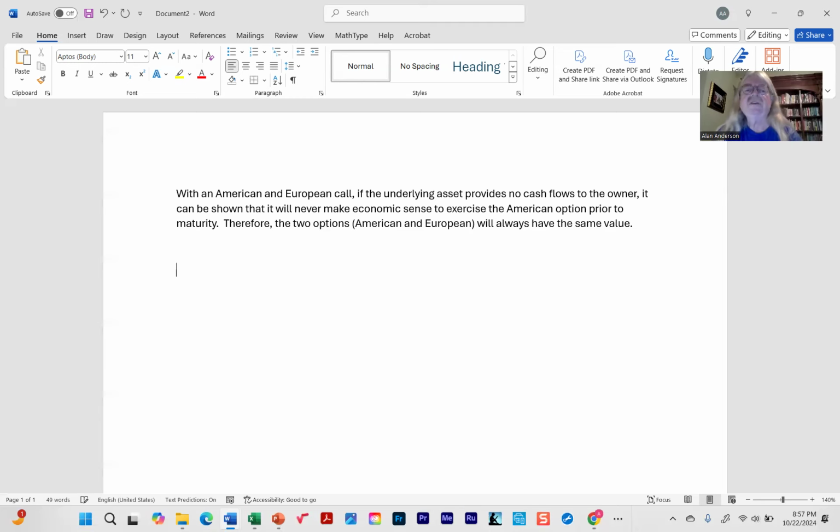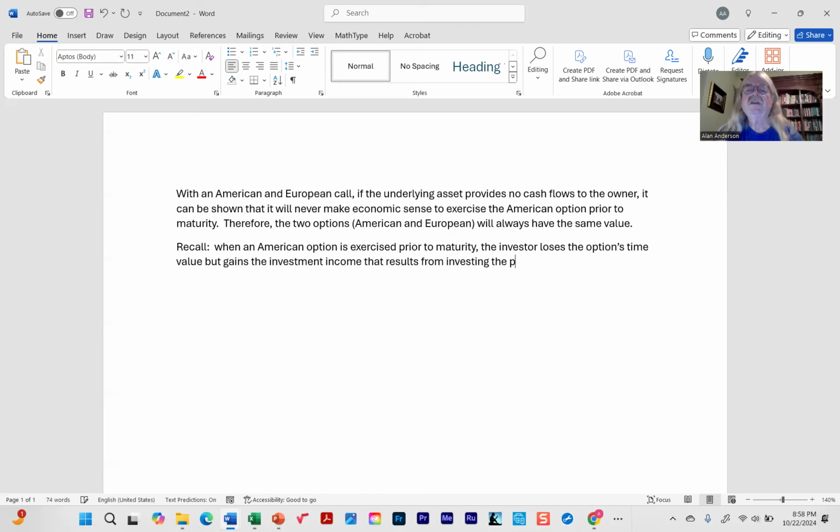Now, part of the reason why this is happening is because recall that when an American option is exercised prior to maturity, the investor loses the option's time value, but gains the investment income that results from selling the underlying asset and then investing the proceeds at the risk-free rate of interest.